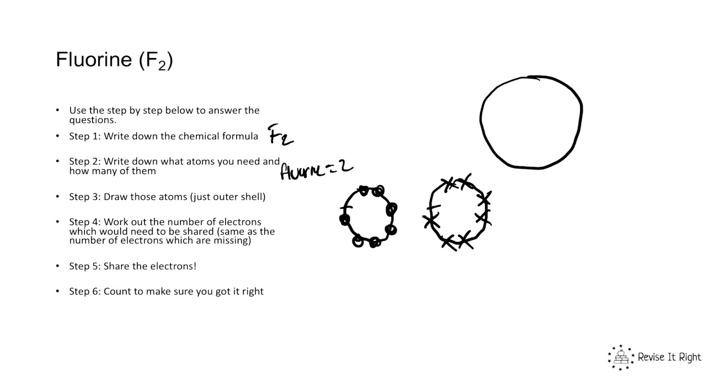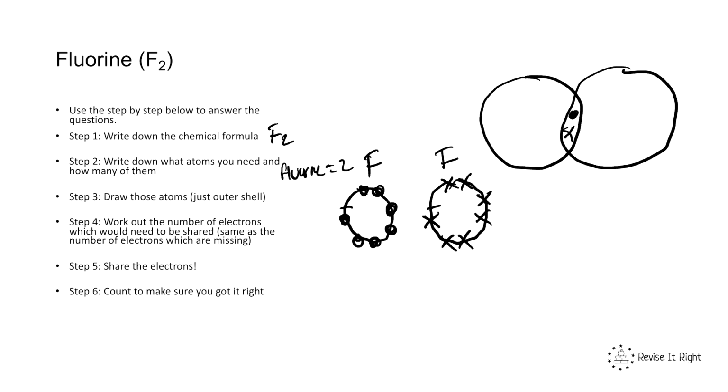Again, we draw our circles, and you will be given this drawing of the circles in the exam, so you do not have to do that. They each share 1 electron, so this is going to be the electron that comes from this fluorine, that's shared from this fluorine, and this is going to be the electron that's shared from this fluorine. So that's the sharing dealt with.